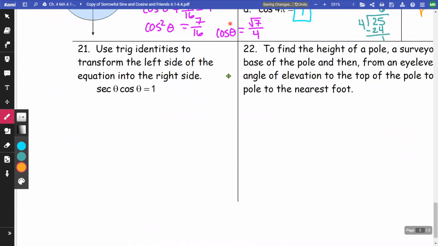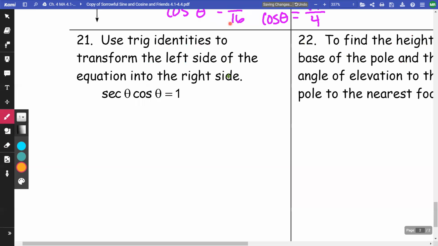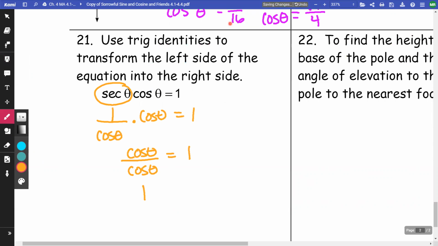On 21, we want to use trig identities to solve this. So basically what I want is I want to try to get a 1. So some things to remember. Secant here is going to be the reciprocal of cosine. So it's going to be 1 over cosine times cosine theta equals 1. So I'm going to get cosine theta over cosine theta equals 1. So I get 1 is equal to 1. There you go.